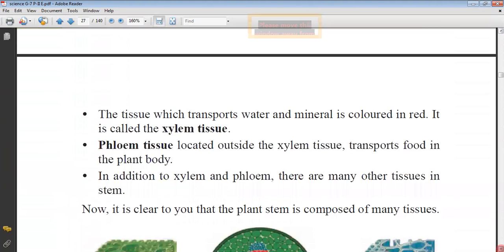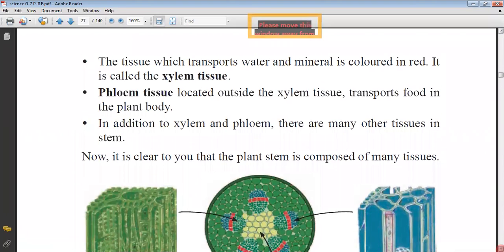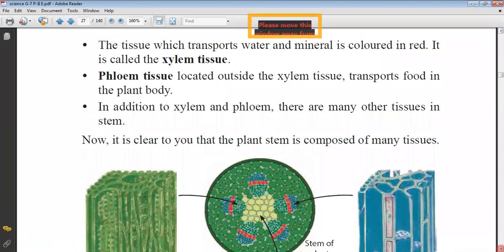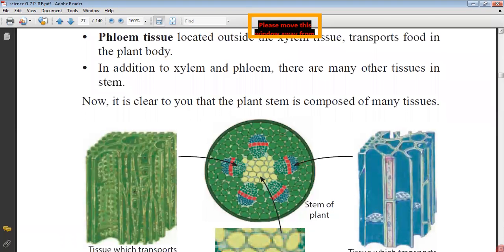The tissue which transports water and minerals is colored in red. It is called the xylem tissue. Phloem tissue, located outside the xylem tissue, transports food in the plant body. In addition to xylem and phloem, there are many other tissues in stems. Now it is clear to you that the plant stem is composed of many tissues.